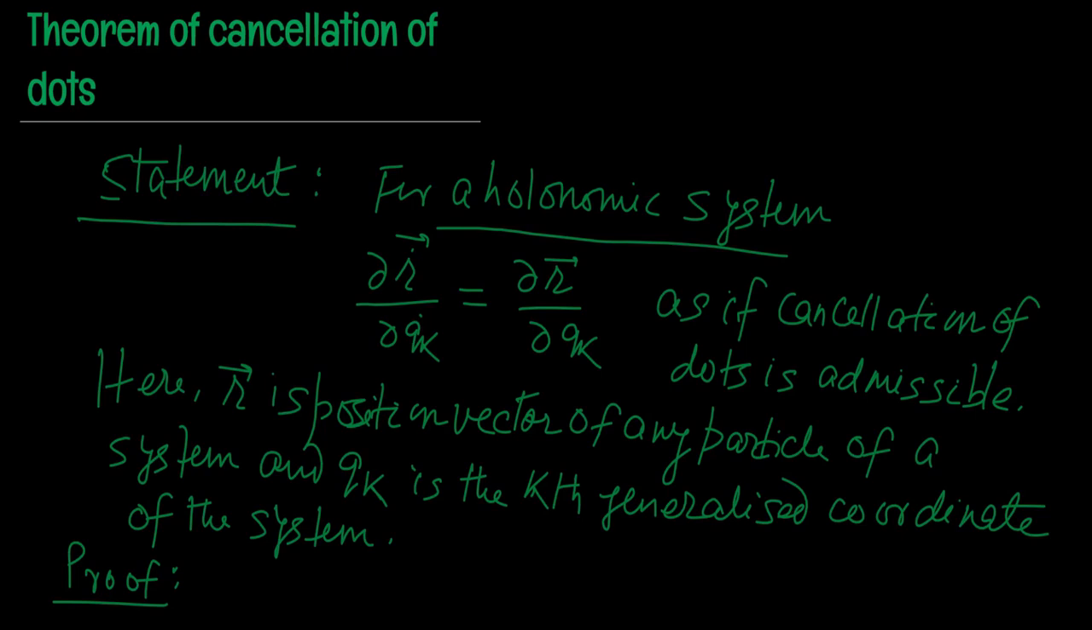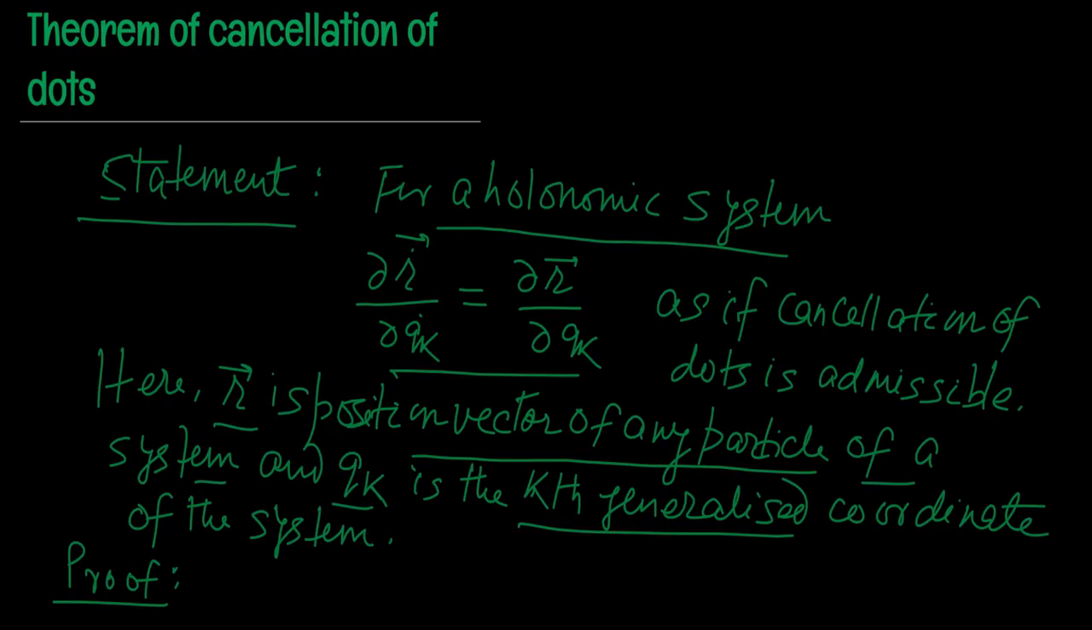So the statement says, for a holonomic system, this condition will be satisfied, that is, ∂r-dot/∂qk-dot will be equal to ∂r/∂qk, as if cancellation of dots is admissible. In this expression, r is the position vector of any particle of the system, and qk is the kth generalized coordinate. Generalized coordinates are denoted by the symbol q, and the subscript k has f values, where f is the degrees of freedom. So qk represents the kth generalized coordinate of the system.